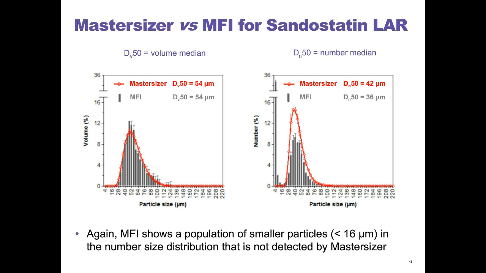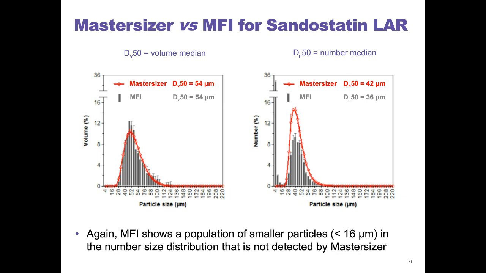We hypothesize that this may be due to the difference in measurement principle between Mastersizer and MFI. Laser diffraction depends on the volume of particles, and the signal will be dominated by larger particles, which may result in overlooking the smaller particles. MFI, on the other hand, measures individual particles and will also detect smaller particles in presence of larger ones.